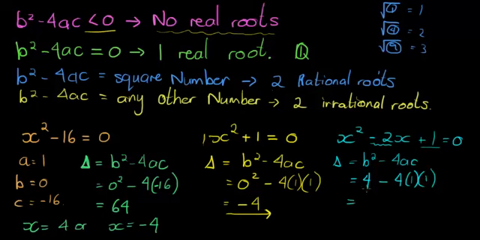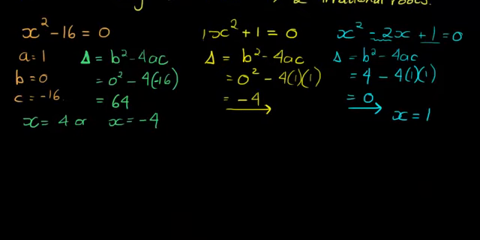And what do we get? 4 minus 4. 4 times 1 is 4. So we get 0. And we know that when it is equal to 0, we have one real root. And you'll remember that this one's answer was x is equal to 1. Let's do one more.